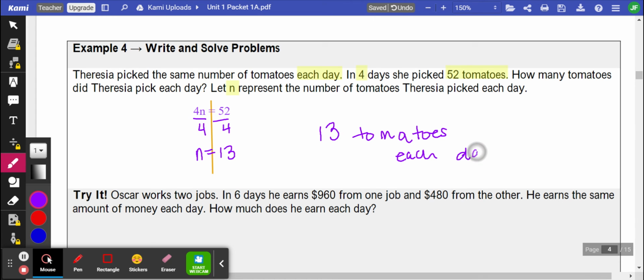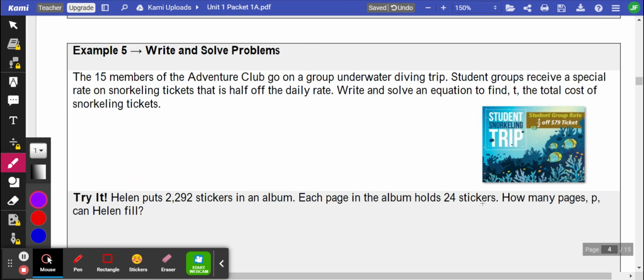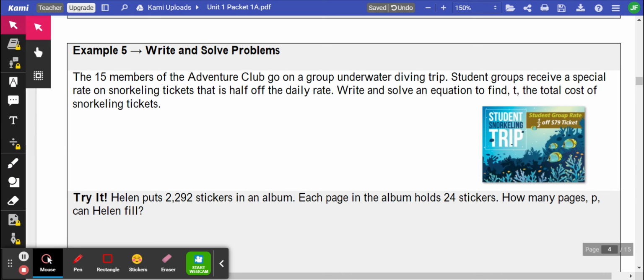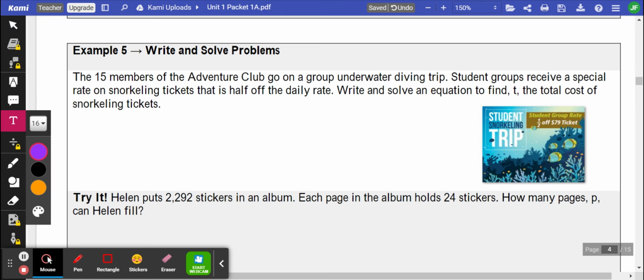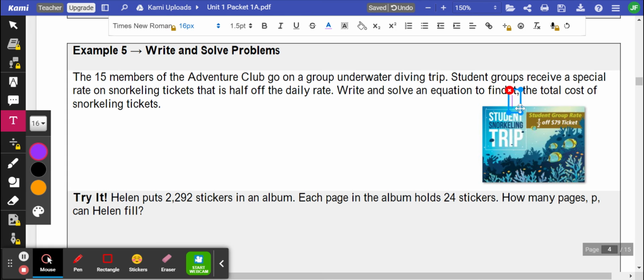Again, skipping that triad problem, moving down to the very last example here. This picture is not in your notes packet. It did not get copied in there. I apologize for that mistake. But it does tell you that the student group rate is half off of a $79 ticket. So I'm going to do a little work there in my calculator. To find half of $79, I'm going to do 79 divided by 2, which gives me $39.50. And that will come in handy.